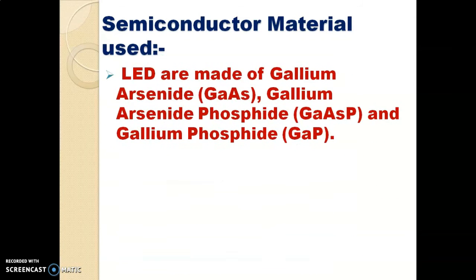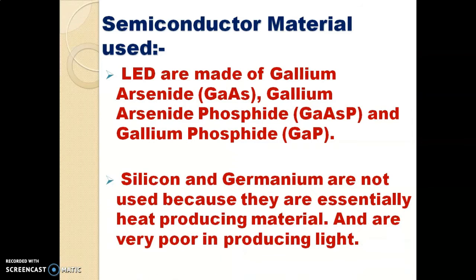The semiconductor materials used in LEDs are: LEDs are made up of gallium arsenide phosphide and gallium phosphide. Silicon and germanium are not used because silicon and germanium are heat producing materials and they are very poor at producing light.